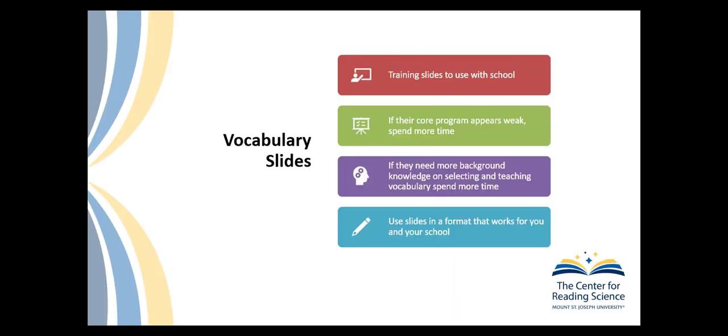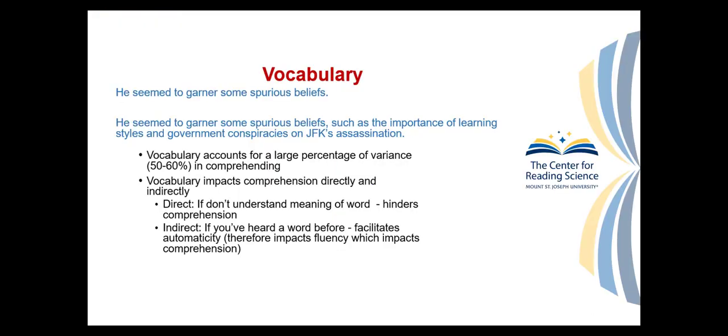A reminder that these slides can be revised to work for you. Consider where to spend more or less time, depending upon your team's needs. Vocabulary is among the most critical factors to teach to help build comprehension. Oral vocabulary building in the younger grades prepares students to read more complex text as they are able to decode it. 50 to 60% of the difference in reading comprehension in older grades is due to vocabulary knowledge differences.